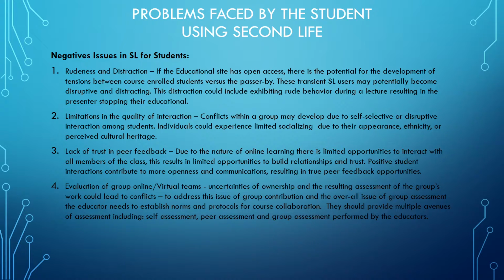4. Evaluation of the group online or virtual teams. Uncertainty of the ownership and the resulting assessment of the group's work could lead to a conflict. To address this issue of group contribution and the overall issue of group assessment, the educator needs to establish norms and protocols for course collaboration. They should provide multiple avenues of assessment, including self-assessments, peer assessments, and group assessments performed by the educator.